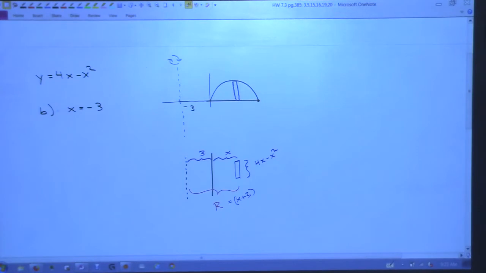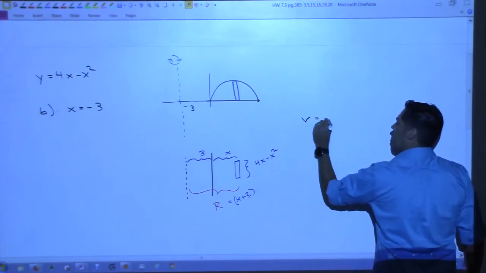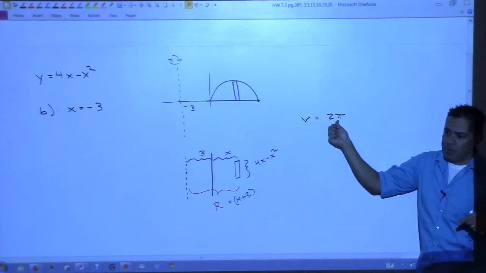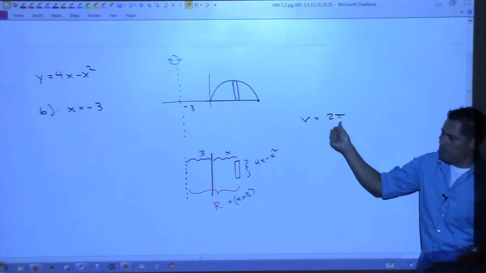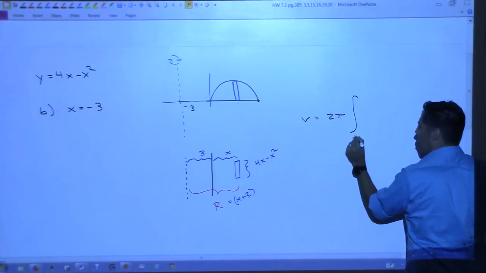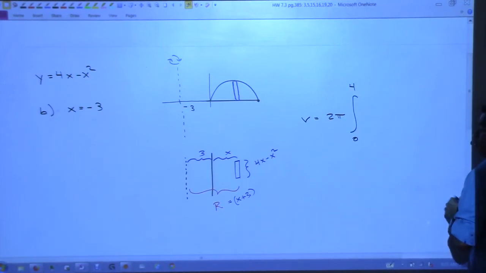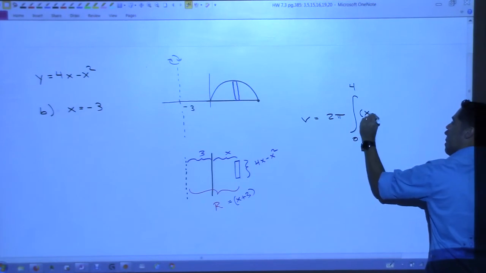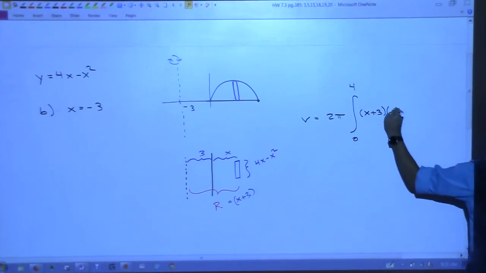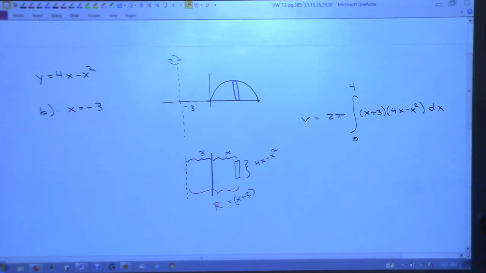And once you have that, that's it. You go right to the formula. So the volume will be 2 pi. When we're using shells, it's 2 pi. When we're using washers, it's pi. Okay, integral, and then we've got 0 to 4. It's our change in x. It's going to go from 0 to 4. And then our radius, which is x plus 3, we need that in parentheses. And then times the f minus g, which was 4x minus x squared, then dx. That's it.